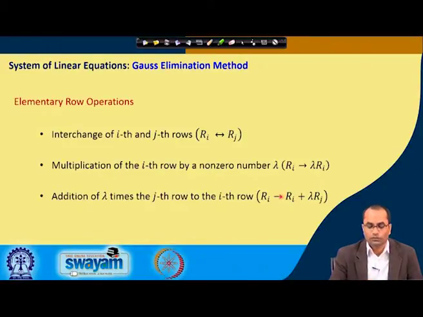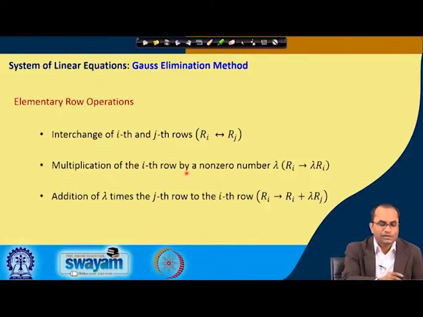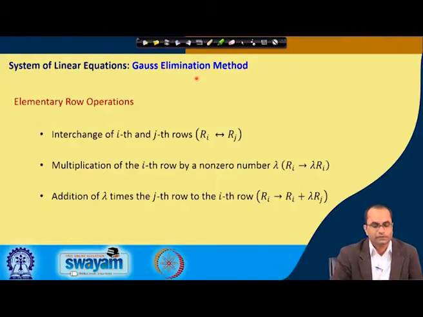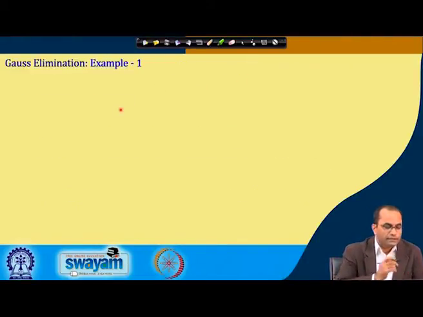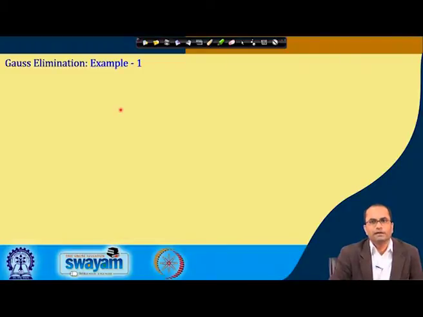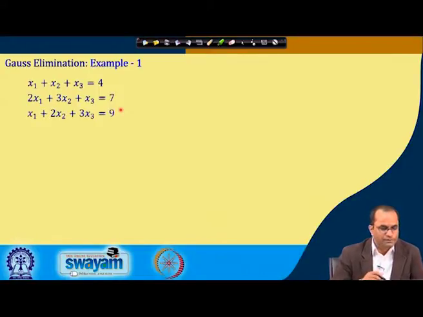Here R means the row. To the ith row we have added lambda times the jth row, and the new Ri will come up. These are the elementary row operations which we will be using for the Gauss elimination method. Let us explain this with the help of a simple example, and then perhaps in the next lecture we will go for more general problems.